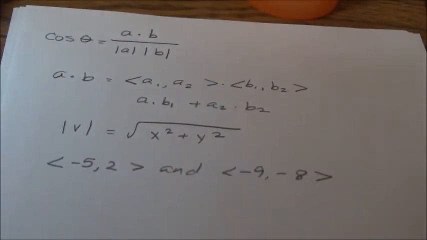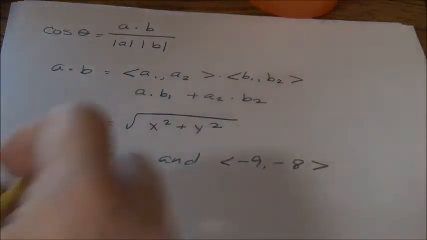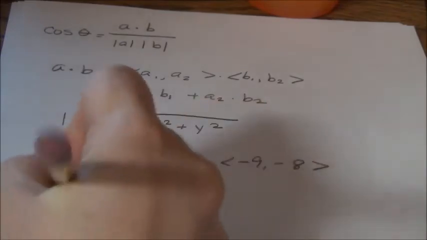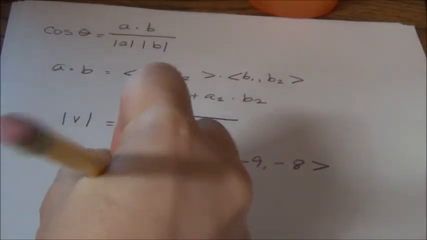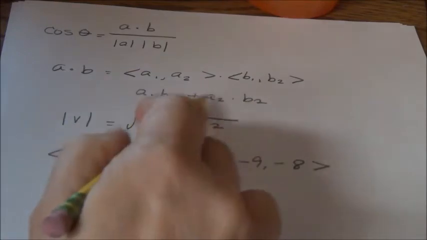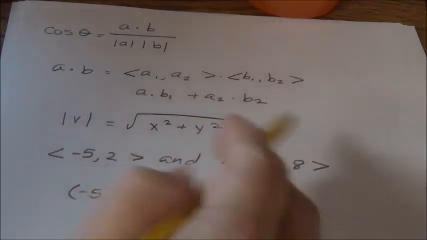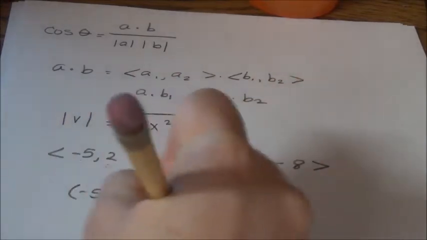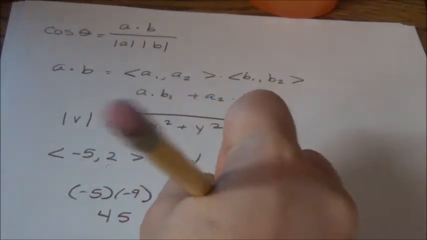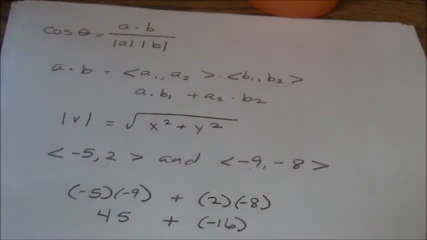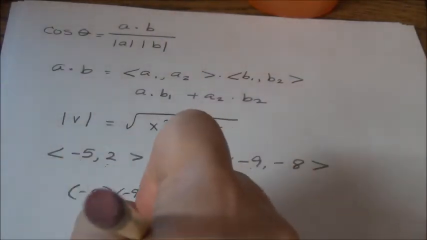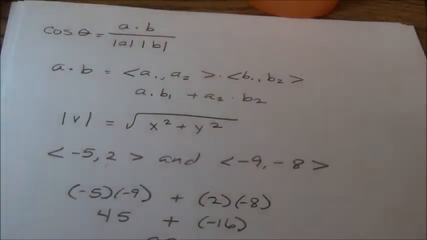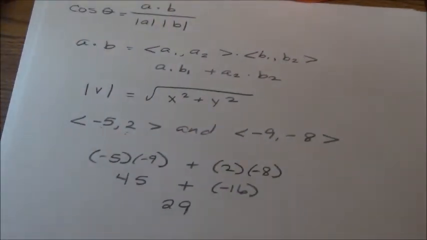And so if I'm going to do my dot product, I'm going to take -5 times -9, the A1 times the B1. I'm going to add A2 times B2, so 2 times -8. So that would give me 45 plus -16. 45 minus 16 would be 29.